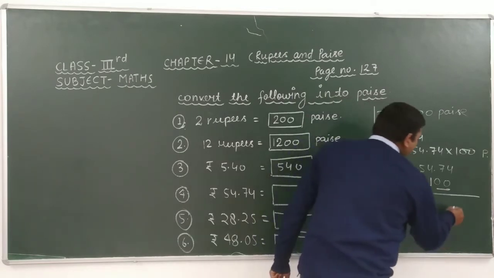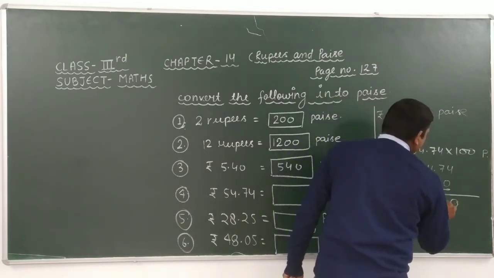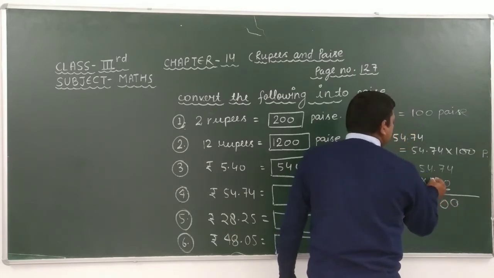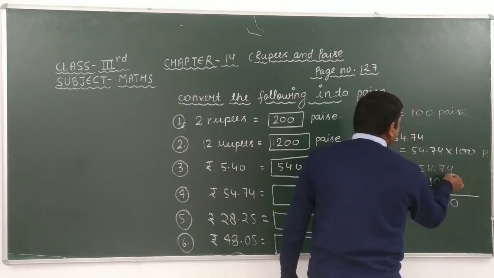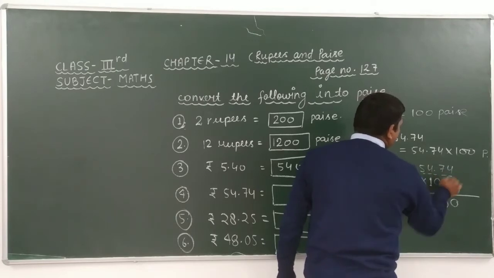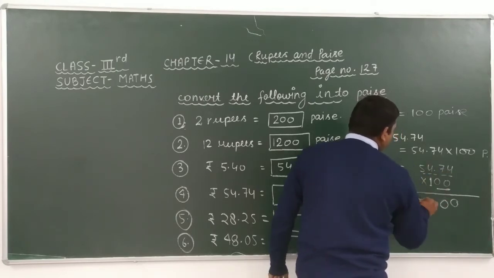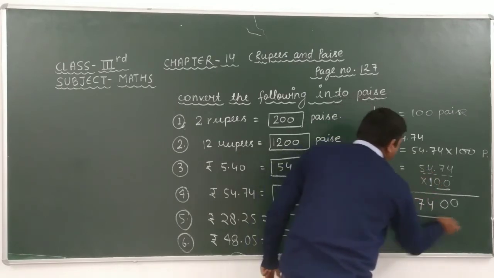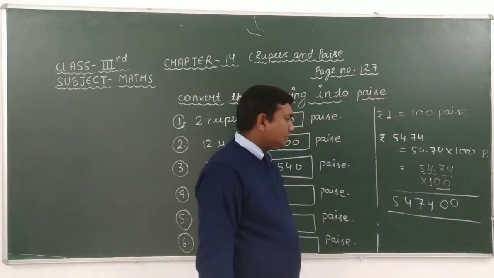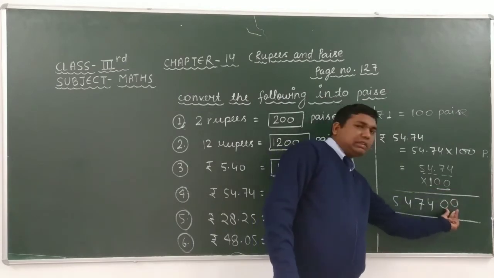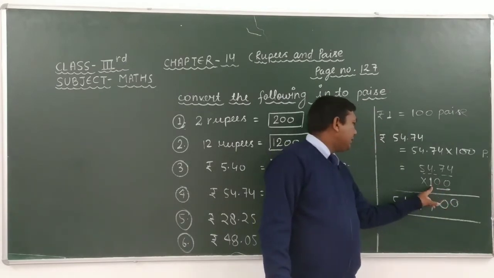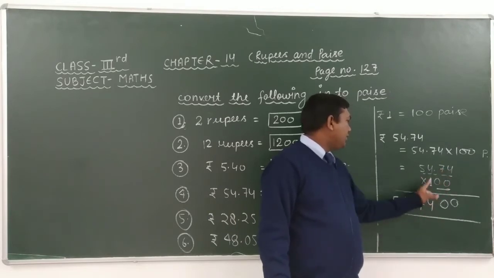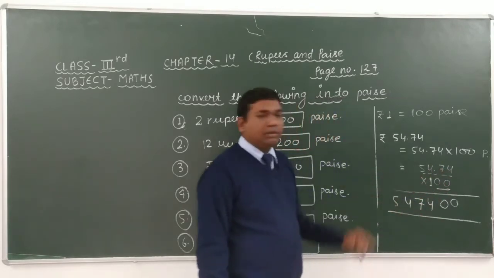Firstly we have to take 20 as same, then we have to take the multiplication by 1 in this. Then we get 1 fours are 4, 1 sevens are 7, 1 fours are 4, 1 fives are 5.